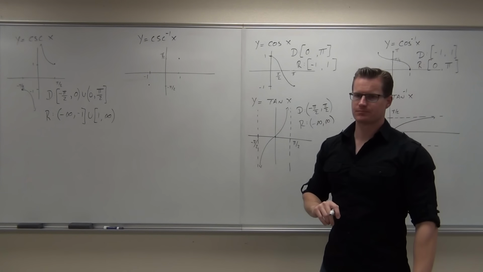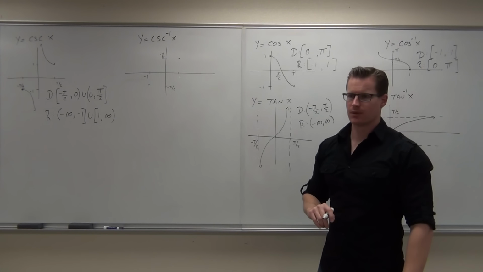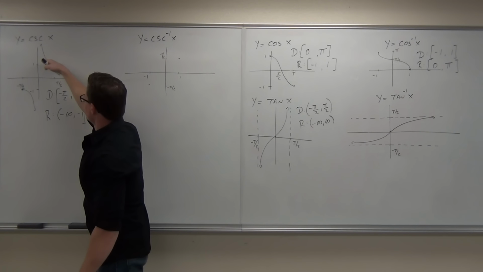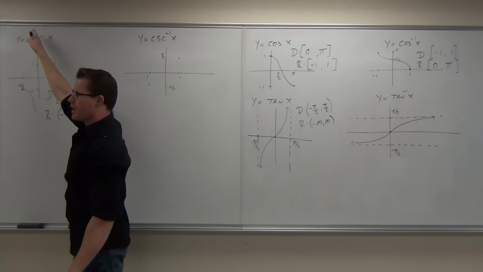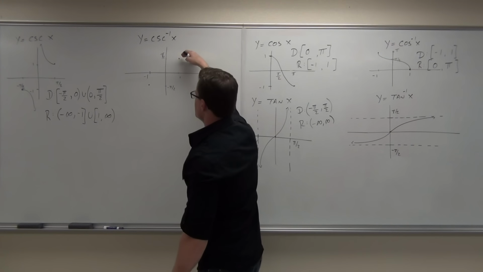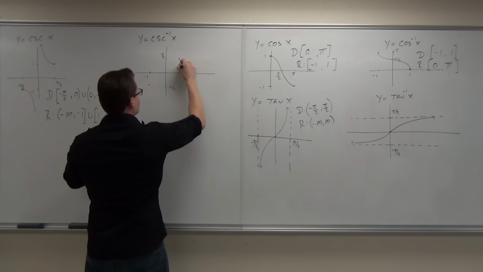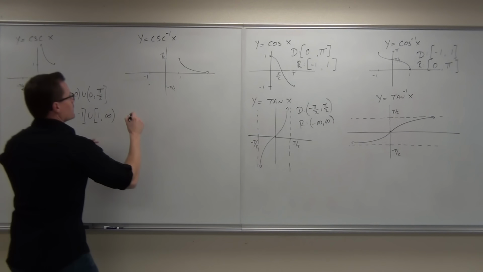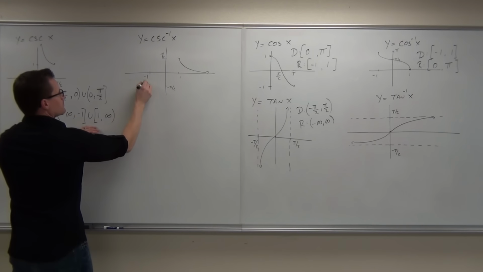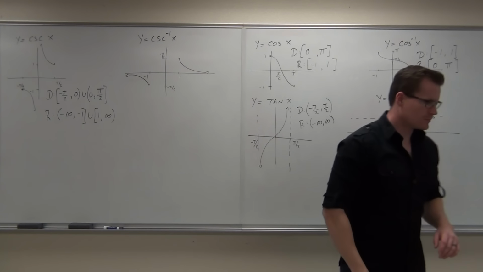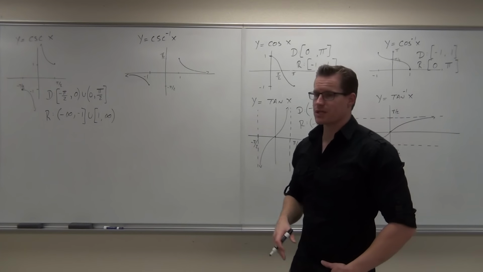We okay with that? We sure? As we get closer to 0, we're going to positive infinity on the y. So as we get closer to 0, we're going to go positive infinity on the x. And likewise here. And that's a look for cosecant inverse.